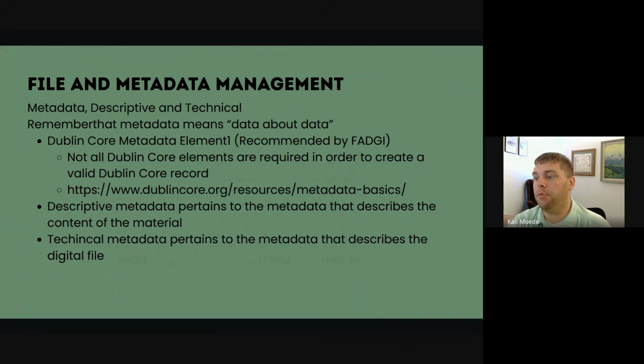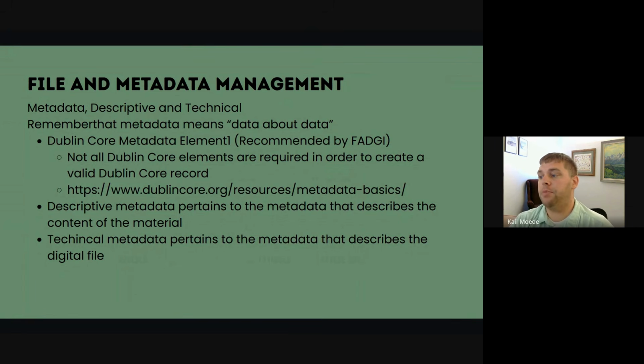I'm going to go into them a little bit more here in a second, but basically your descriptive metadata pertains to the metadata that describes the content of the material. So if you have a photograph, your descriptive metadata describes what the photograph shows. So whether it's in color, whether it's in black and white, if there are people, do we have names for those people? If it's a landscape, do we know where that landscape was taken? So you're essentially describing the contents of the material.